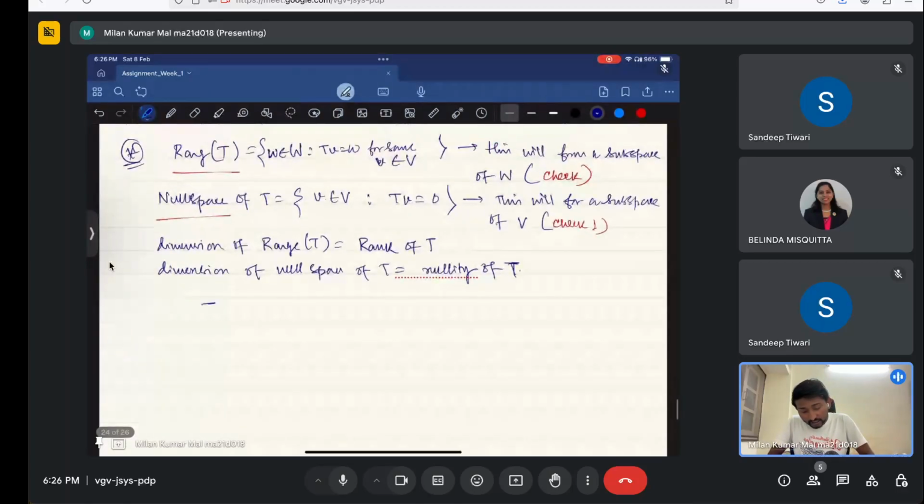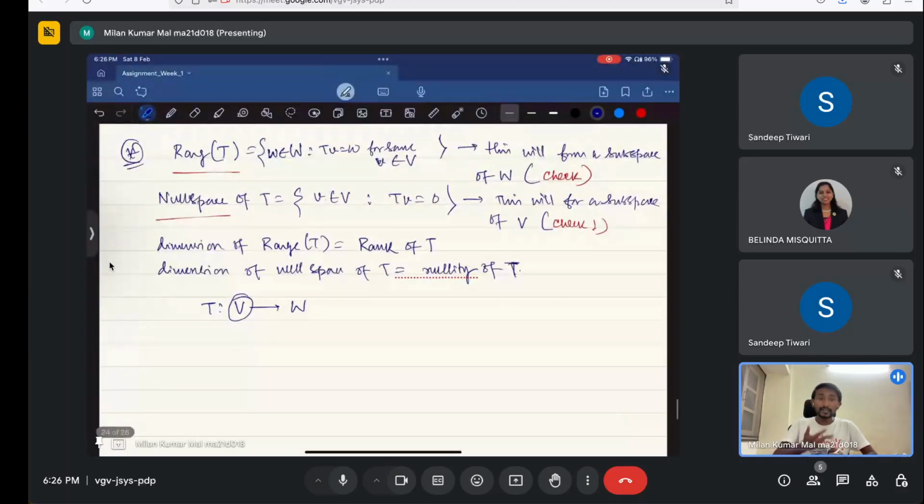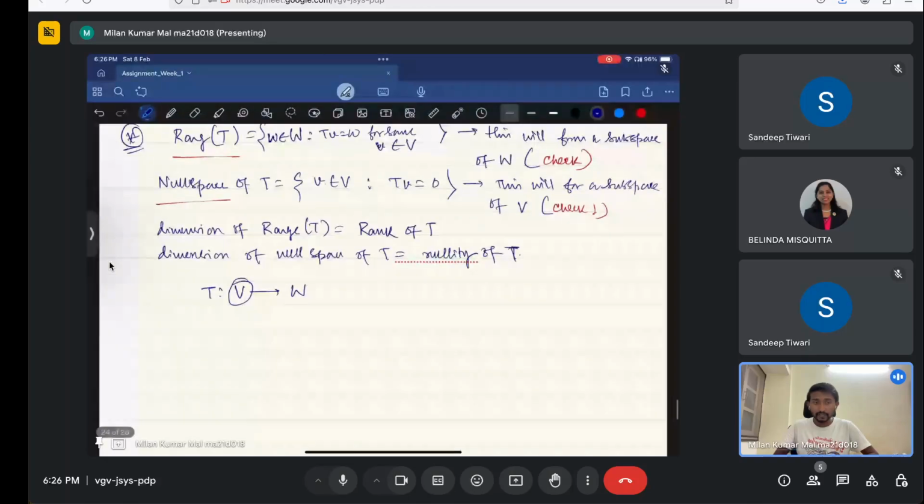Now, one can consider a linear map T from V to W. For example, V is finite dimensional. W may be finite or infinite dimensional; I'm not talking about that. Now, if V is finite dimensional, then the range of T can't be infinite dimensional. That is clear. And the null space of T should be finite dimensional. That is clear, because the null space of T is a subspace of V, and V is itself finite dimensional.